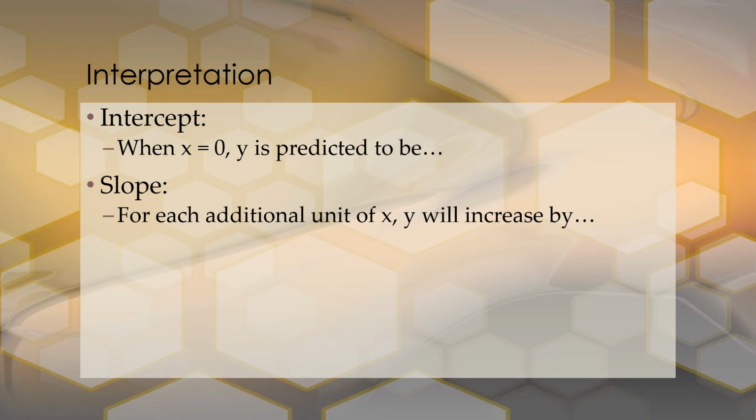So when we interpret the intercept, we say something to the effect of, when x equals 0, y is predicted to be whatever the intercept number is. And when we interpret a slope, we say for each additional unit of x, y will increase by whatever. So I'll go more into detail about that later, but this is kind of the generic interpretation, so you should probably write these down.